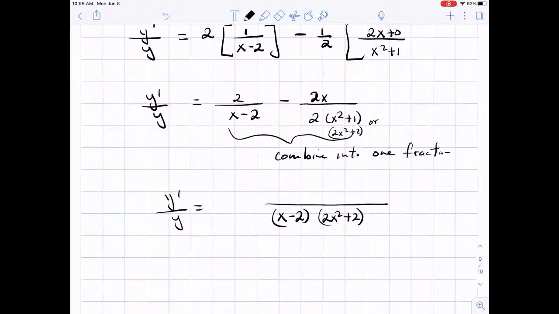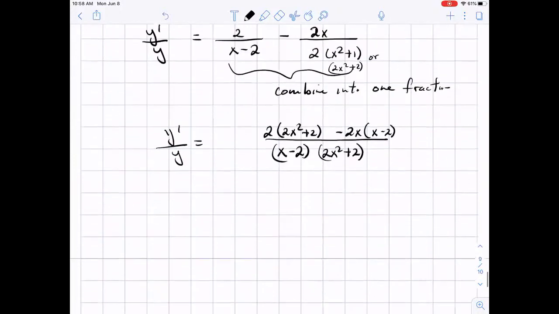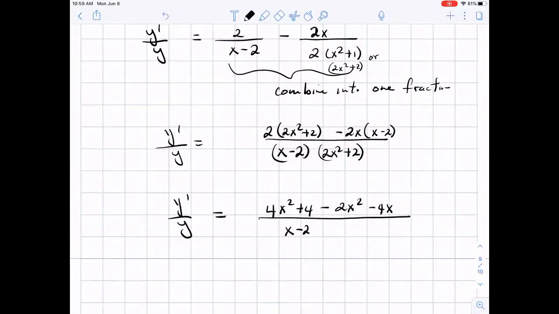So if we use algebra to simplify this, this becomes 2 times 2x squared plus 2 minus 2x times x minus 2. y prime over y is equal to 4x squared plus 4 minus 2x squared minus 4x. And we don't multiply out the bottom. If you want to multiply it out, you could multiply it out. I will leave it the way it is.